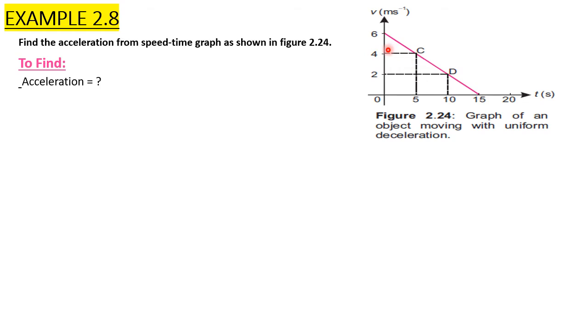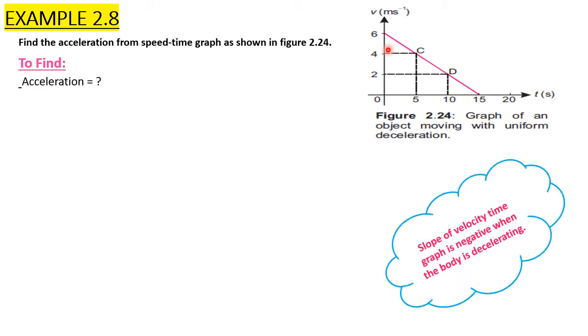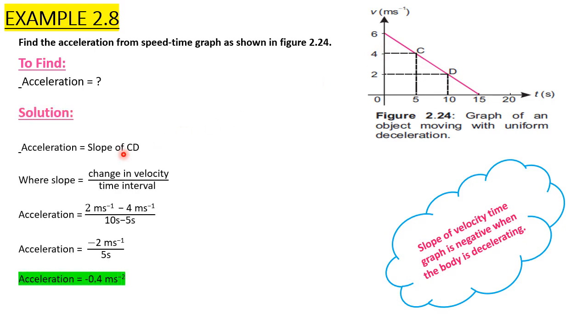So from this graph we can easily understand the velocity of the body is decreasing. The change in velocity is negative because the body is decelerating. So when we find out the slope, we will find out the acceleration, and there will be a negative sign with it because the body is decelerating here. So this is the solution.